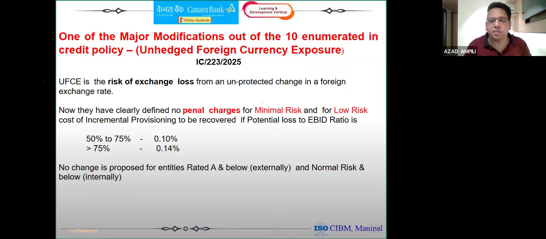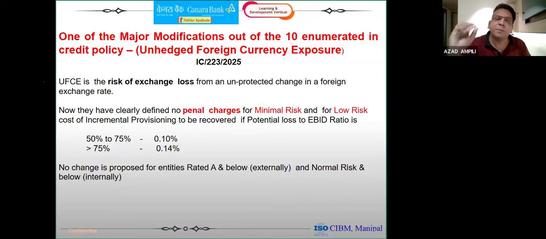Earnings before interest and depreciation. Potential loss divided by EBID ratio will come. Means whatever profit he is making, is it enough to take care of the loss? So basing on last 10 years data, we are arriving at this. So 50% to 75% of the profit going means we will make provision of 0.10. More than 75% means 0.14. No changes proposed for entities rated A and below. Means triple A is the minimum and low risk is triple A for them. This they have given.